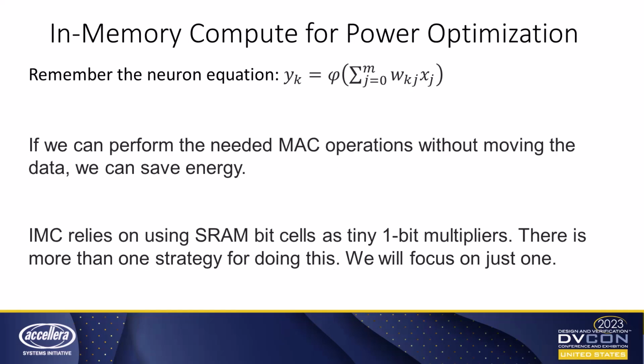And this is where in-memory computing comes in. We'd like to do these multiply and accumulates on the data that's resident in the memory. Most strategies for doing this rely on the structure of SRAM bit cells, treating them as tiny 1-bit multipliers. And there are several strategies for doing this. We're just going to focus on one for our modeling efforts.